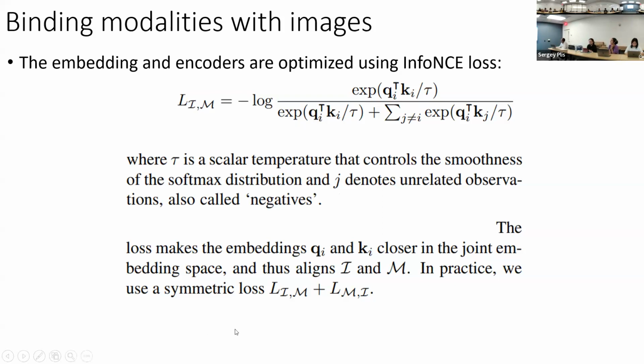And the loss makes the embeddings q and k closer in the joint embedding space, and thus aligns I and M. In practice, they use the symmetric loss.